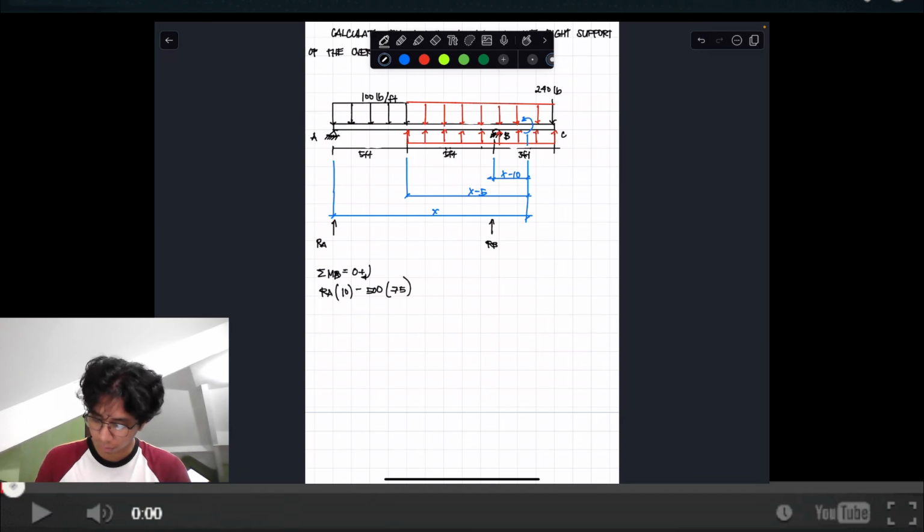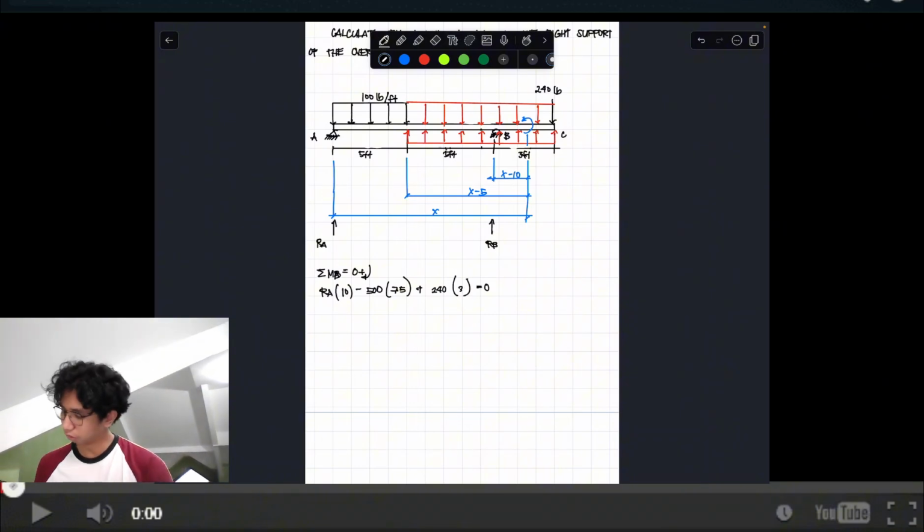7.5. Then 240, this is clockwise, so it is positive. 240 pounds will be multiplied by 3 feet. That is equals to 7.